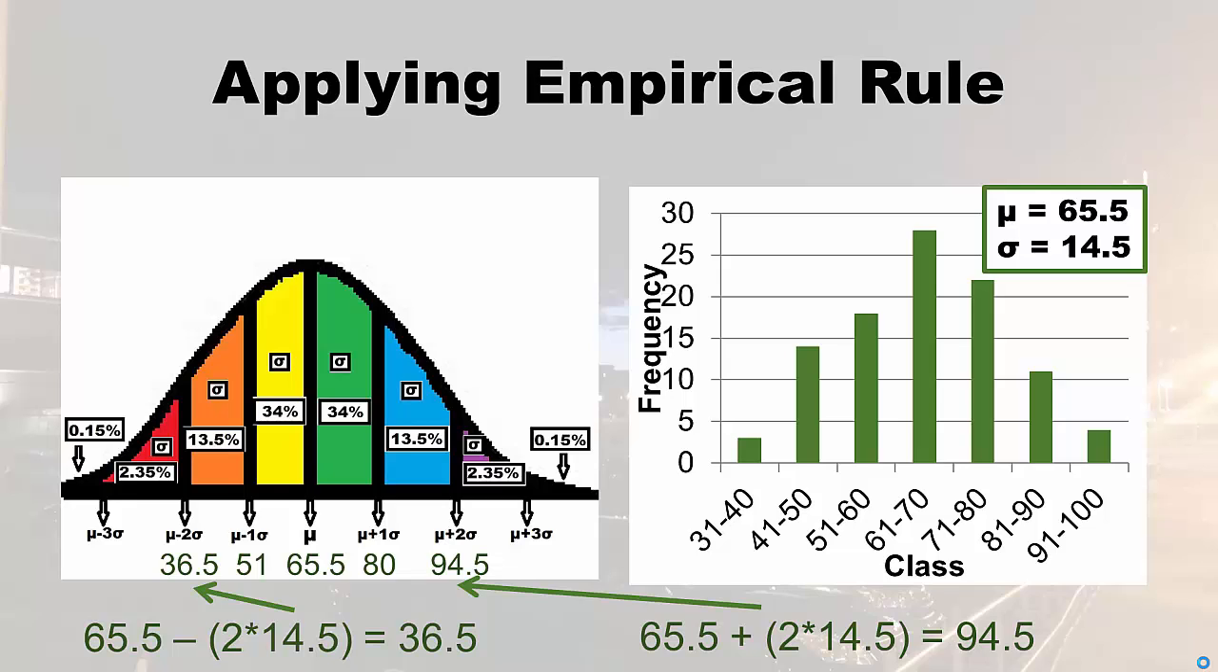You can kind of guess what we're going to do on the next slide. Surprise! We're going to do almost the same thing. We're doing the mu minus 2 times the standard deviation to get the 36.5, and the mu plus 2 times the standard deviation to get that 94.5. And you probably already were ahead of me with this one. This is where we do 65.5, the mu, minus 3 standard deviations, and we get 22. And then we add 3 standard deviations, and we get 109. And now we're all labeled. So what does this all mean?